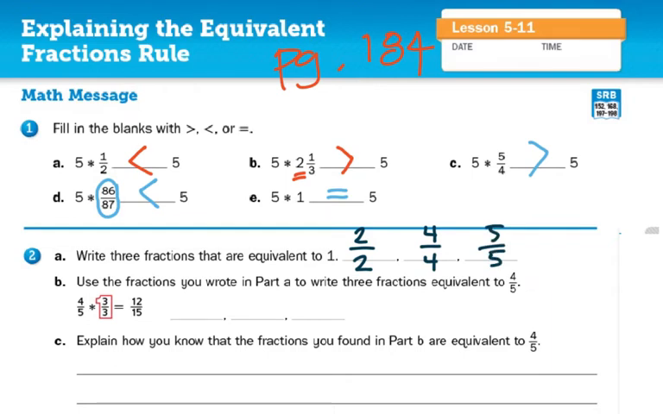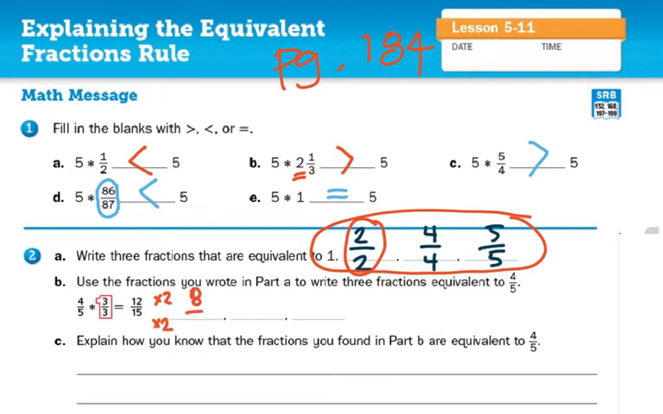B, use the fractions you wrote in part A to write 3 fractions equal to 4/5. In other words, we're going to multiply times 2 here and times 2 here. So we would get 8/10. Then we multiply by 4/4. We're going to multiply by 4 on the top to get 16, and 4 on the bottom to get 5 times 4 is 20. And then 5/5. We're going to multiply the top by 5 and the bottom by 5. 20/25.